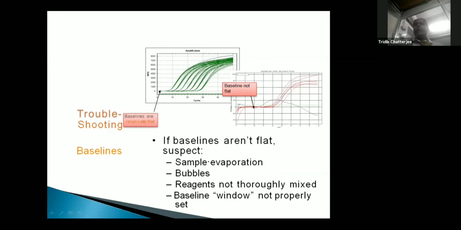If detection is not flat, the first reason is that sample evaporation is happening. Then there may be bubbles, or reagents not poured properly.